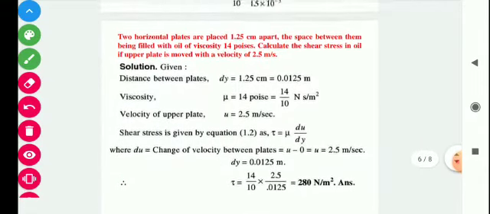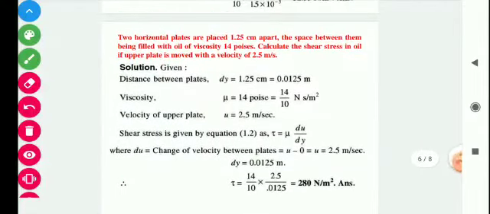the next problem is: two horizontal plates are placed 1.25 centimeter apart. The space between them is filled with oil of viscosity 14 poise. Calculate the shear stress in oil if the upper plate is moving with a velocity of 2.5 meter per second.